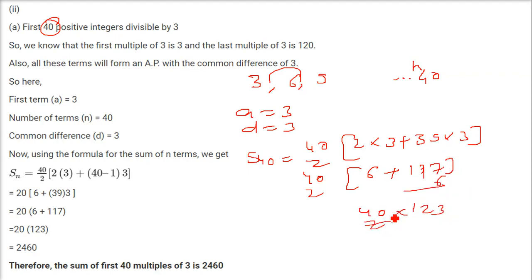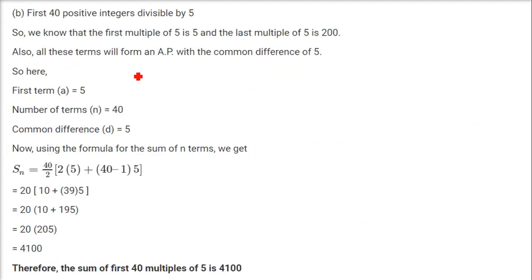So 40 by 2 into 123, this is 20. 20 into 123 is 2460. So this is how you have to find out the next one also. Here a and d both will be equal to 5. This is the only thing here. A and d are known and n is also known.